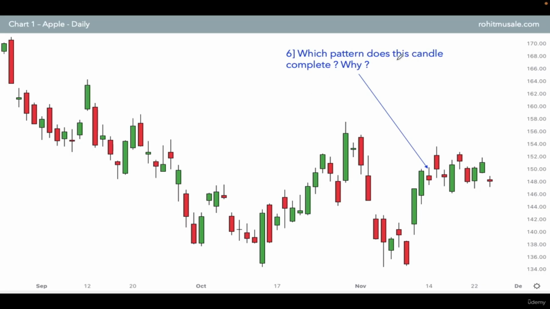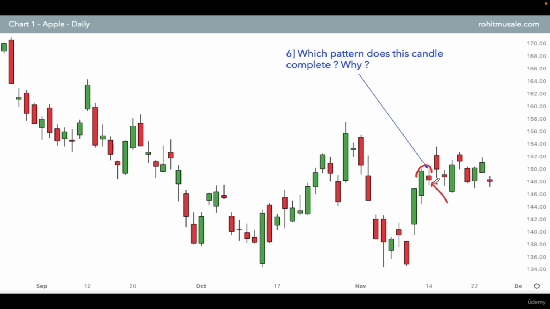Number 6, which pattern does this candle complete and why? So if you look at these 2 candles, it's completing a bear harami pattern. And ideally for a bear harami pattern, this real body should be 20 to 25% less than the height of the prior candle real body. When that happens, it's a perfect bear harami.